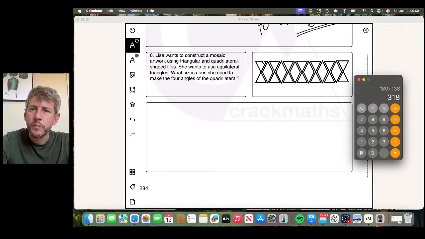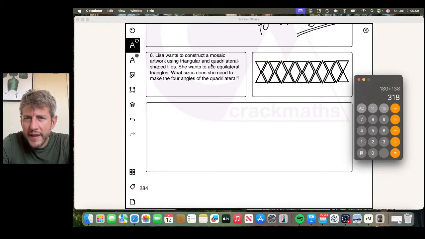Question 6. Lisa wants to construct a mosaic artwork using triangular and quadrilateral shaped tiles. She wants to use equilateral tiles. What size does she need to make the 4 angles of the quadrilateral?